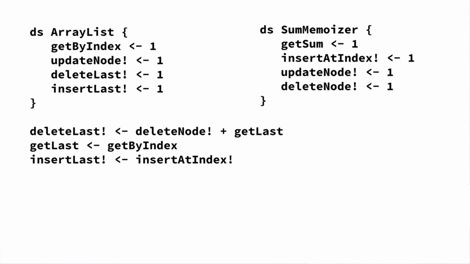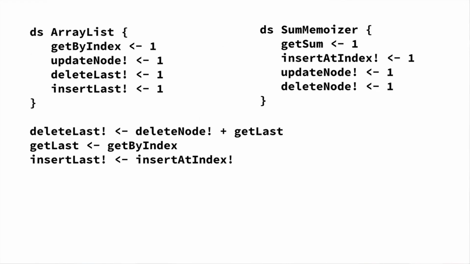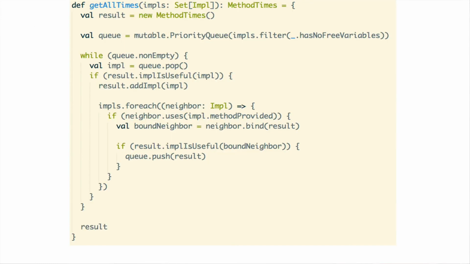So let's talk about how we would get the method times. Given all these, we have to figure out a way to start out with some base cases like these and some inductive cases like these, I guess, and get fastest implementations for everything. And we want to use a graph search. And here is a lie of an implementation. It's basically Dijkstra's algorithm, except that we're on a multigraph instead of a graph.